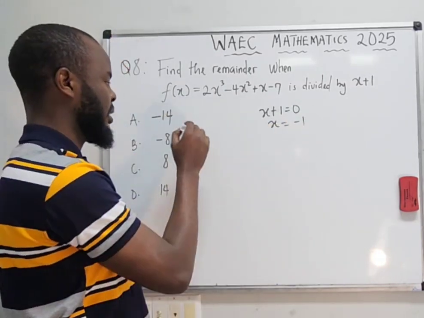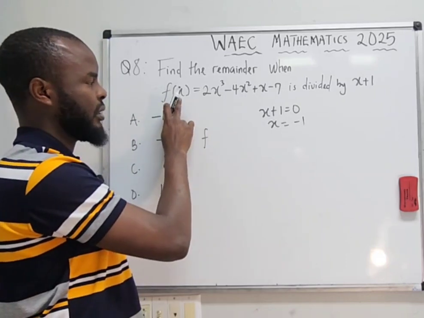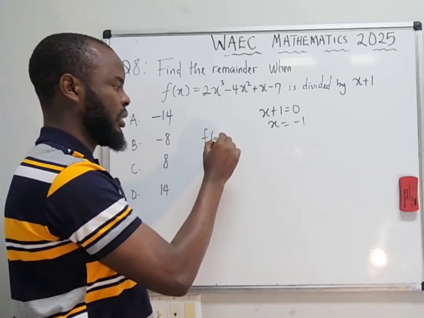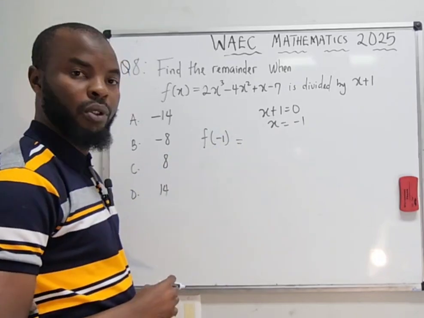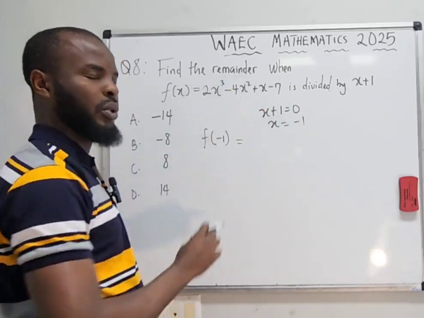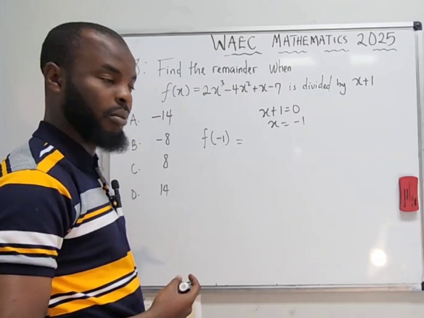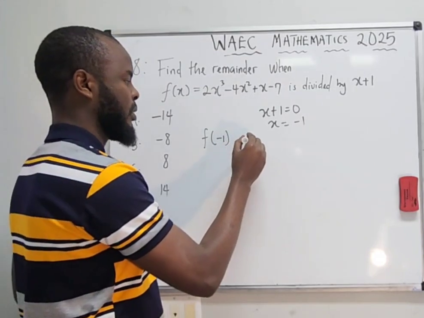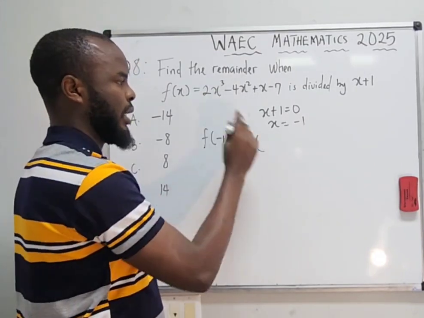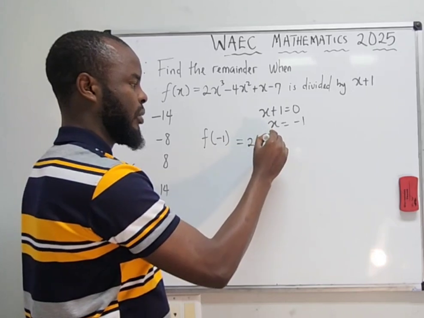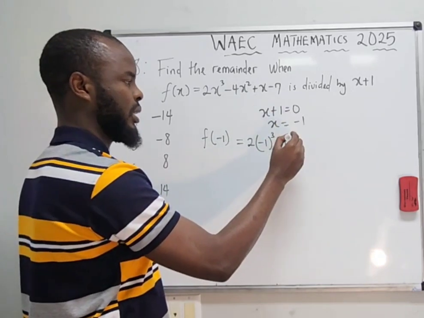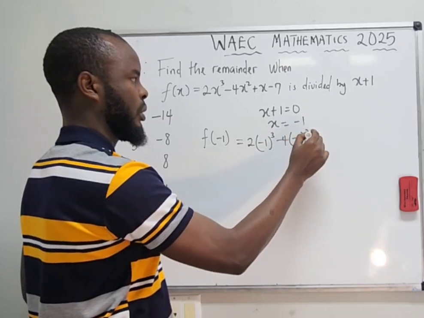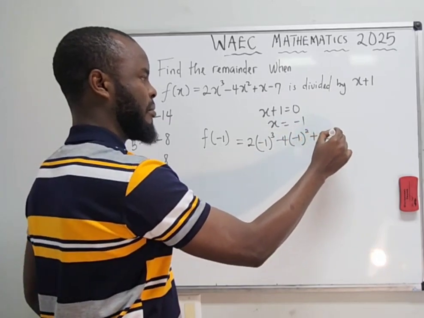So what we want to do here is we have f of x. Instead of x here, we have the solution for x, which is negative 1, to be equal to, plugging this into this equation to see what the remainder is going to be. Now, to do this, we have 2 times x, which is negative 1 to the power of 3, minus 4 times x, which is negative 1 to the power of 2, plus x minus 7.